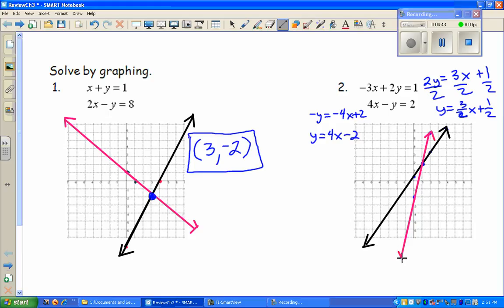And finish my graph. But of course, without actually saying what this point is, where they intersect, I have not answered the question. So I need to write that as an ordered pair. It's over at 1 for the x value and 2 for the y value for the answer to problem number 2.